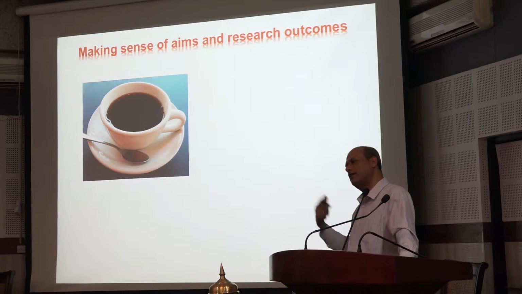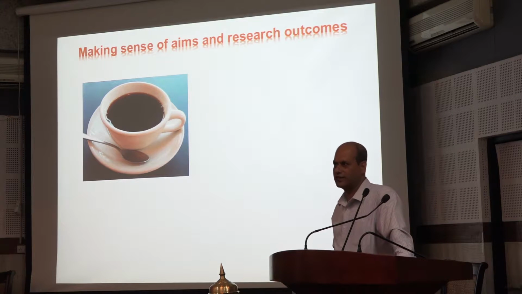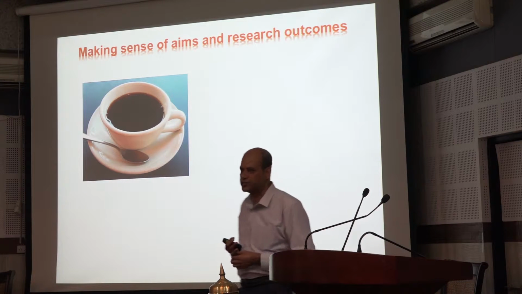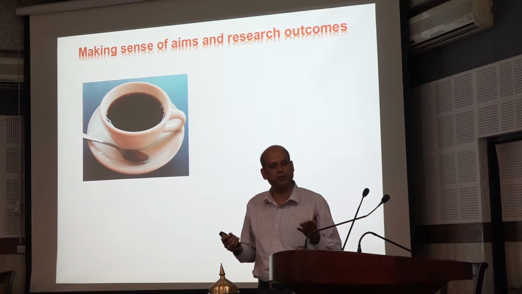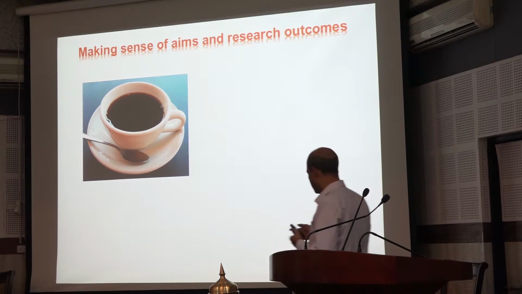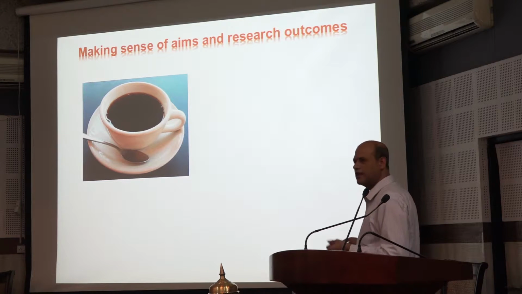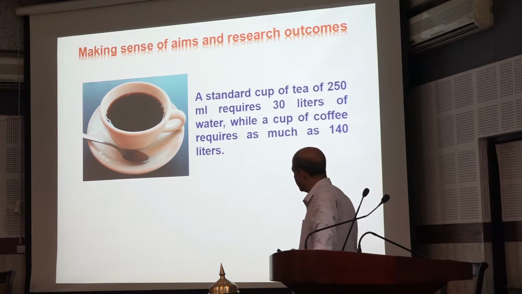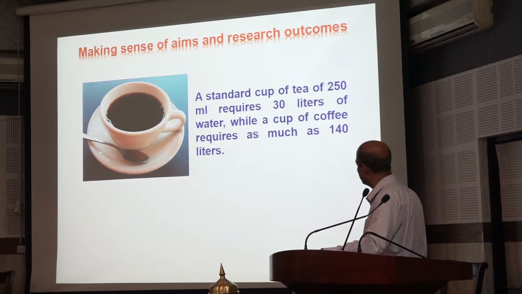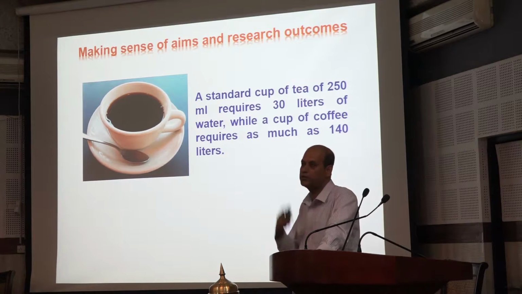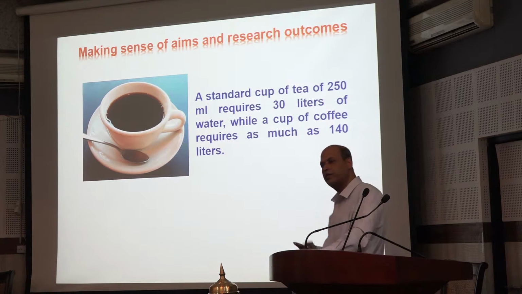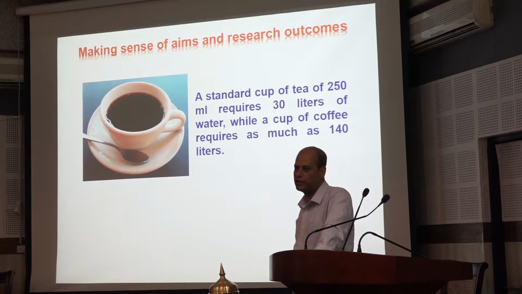Now, when we are talking so much about water deficit and dehydration, it gives you a glimpse that there is an intimate relationship between crop yield and the product you get. If I show this picture, it is nothing but a cup of tea, but it tells many things. Let's see what it tells. A standard cup of tea of 250 milliliters, to produce it you actually need 30 liters of water. Have you ever thought that when you sip a cup of tea, it is produced at the expense of 30 liters of water?